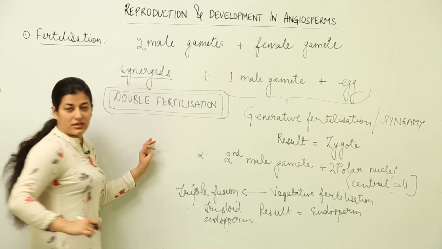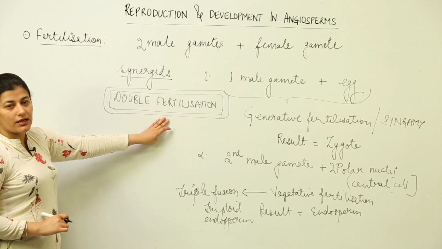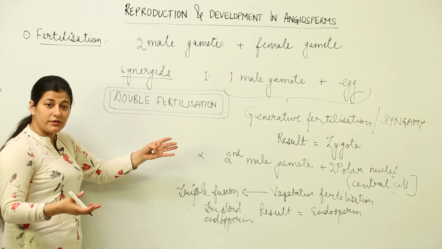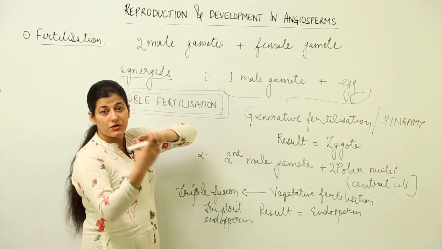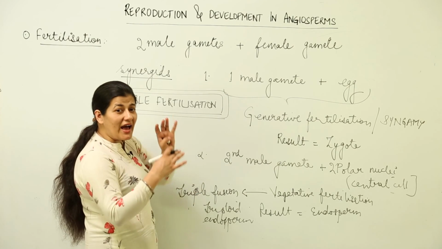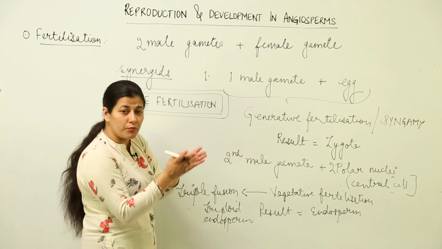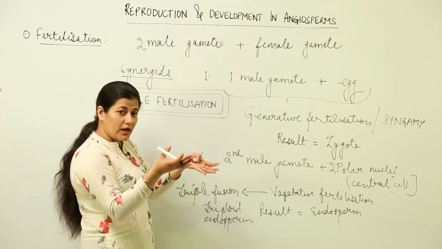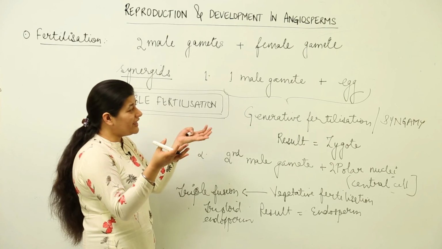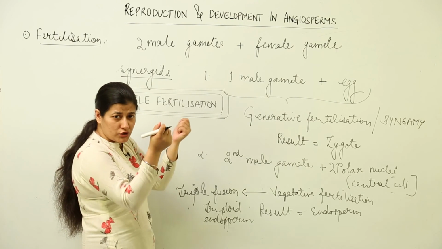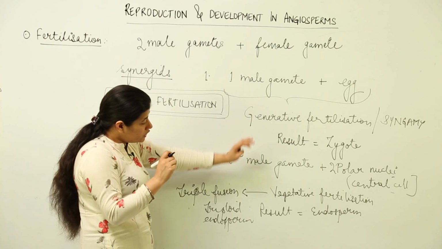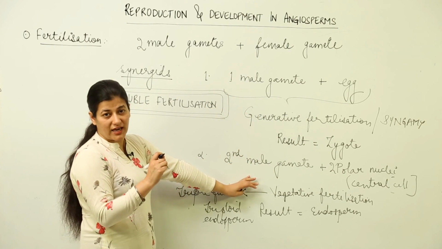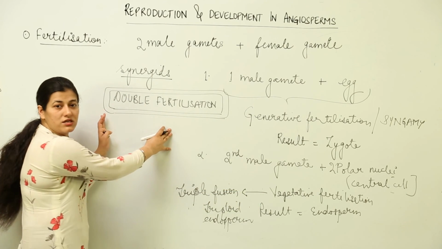What is double fertilization? It is present in angiosperms. Why is it called double fertilization? Because there are two male gametes, they are going to combine with one female gamete as a result of the formation of the pollen tube, where the male and female gametophyte are brought together, which enables the fusion of gametes in two respective fertilization events. This is known as double fertilization.